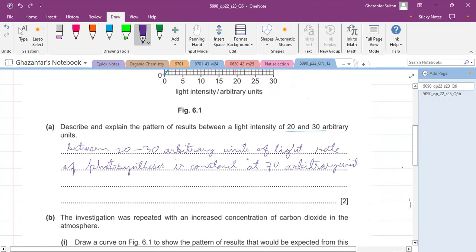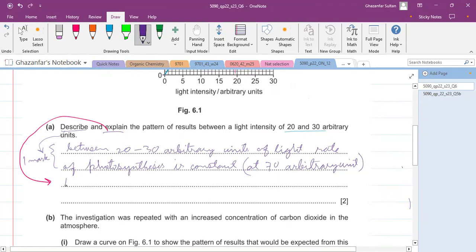It is not necessary to mention this point. Your answer is enough up to the constant, but it gives you only 1 mark because you have not mentioned why. Because there is the description and explanation. So this is the description and you got 1 mark. But to explain, you need a little bit more explanation.